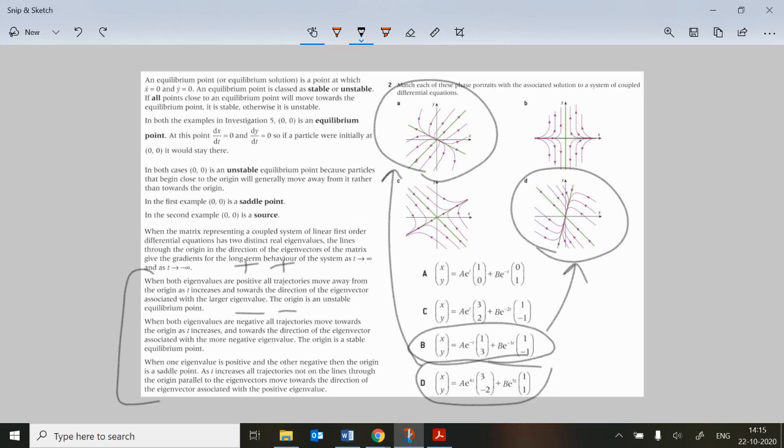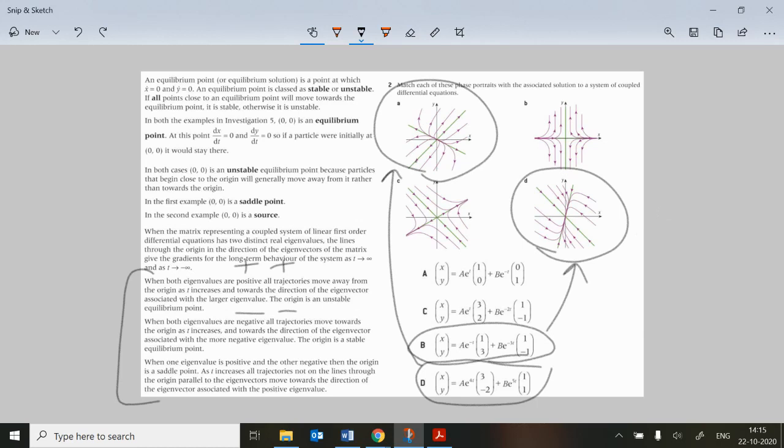So two negative eigenvalues means that we have this stable point, and this is the only one which is stable, and we don't need to talk about it being a saddle point or a source. That's only when we've got movement going away from the origin. So this is stable in this case.